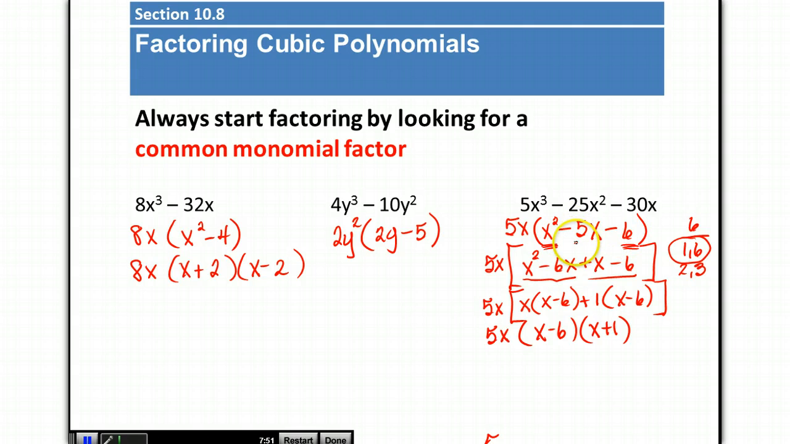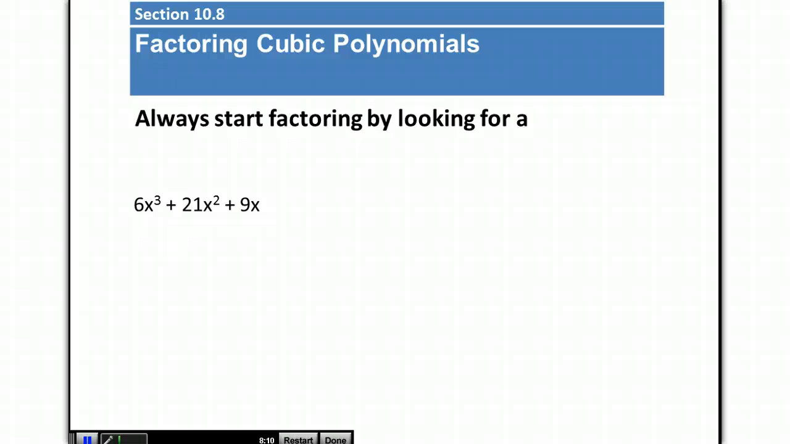So in this problem, we had to factor out the common monomial factor, and then we had a trinomial. With a trinomial, we're either looking to factor by a perfect trinomial square or by trial and error, which we did here, our trial and error method. Any questions? Moving on.